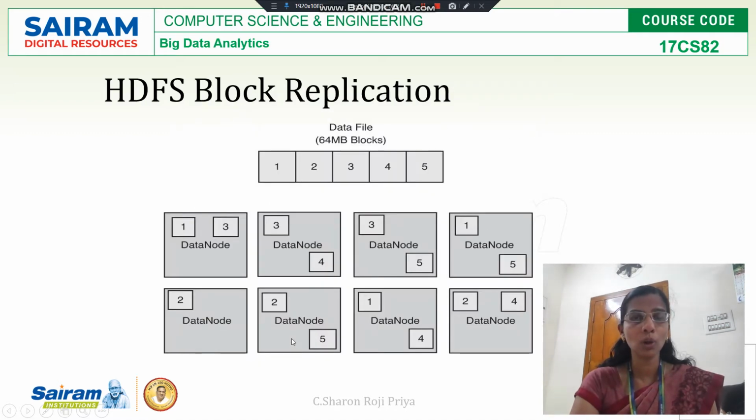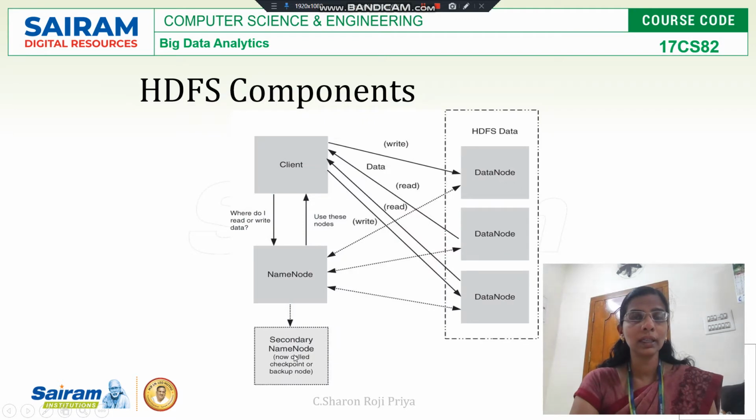And one more component is known as the secondary name node. The other name for the secondary name node is checkpoint node or backup node. The use of this checkpoint node or secondary name node is to monitor the name node. How does it monitor the name node? Periodically it issues a checkpoint. What do you mean by issuing a checkpoint? Periodically it downloads two files from the name node.